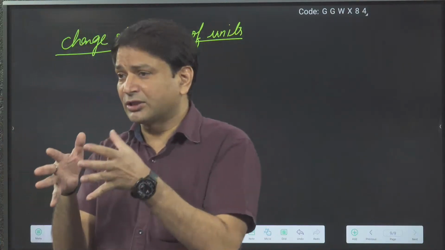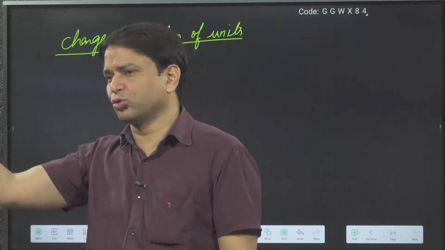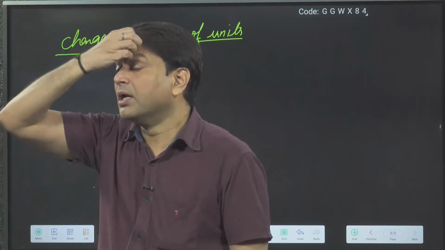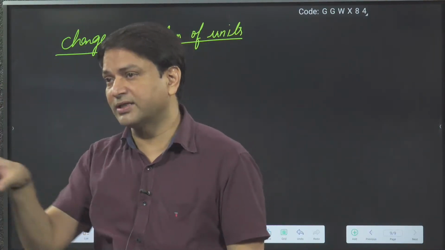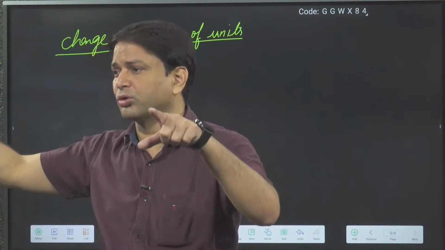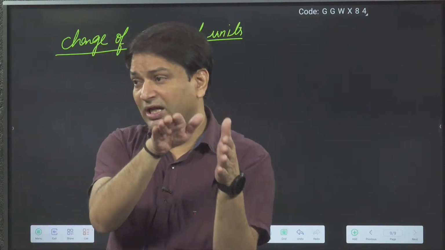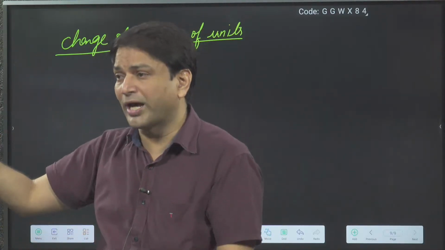Other way, like you have 1 kg sugar. Now I am saying convert this into gram. We know that 1 kg is equal to 1000 gram. So kg to gram: kg is the large unit, gram is the small unit. So I am going from the large unit to the small unit. So unit is decreasing, so magnitude has to increase.